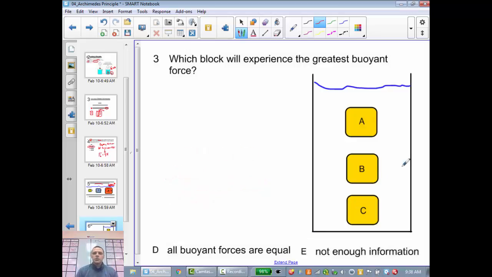So we're doing a question, and it says, which block will experience the greatest buoyant force? Is it A, B, C, or they're all the same? Not enough information. And the buoyant force depends upon the weight of the liquid displaced. Since each object has exactly the same volume, it will displace the same amount of liquid, and they each will have the same buoyant force. So the correct answer is D. All buoyant forces are equal.